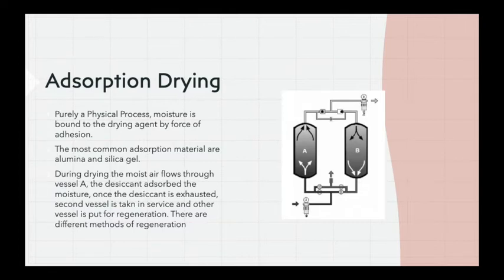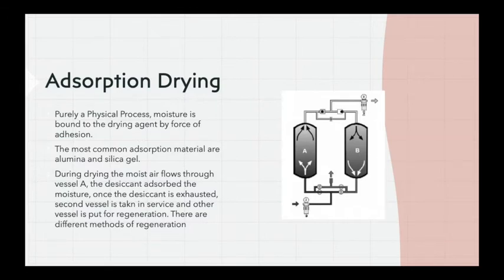Now, after some time, the desiccant present in the vessel gets exhausted. So after that, we replace this vessel with a new vessel and use the desiccant in the new vessel as a moisture remover. In the meantime, the vessel which has been exhausted, we try to regenerate by making heated air pass through it.